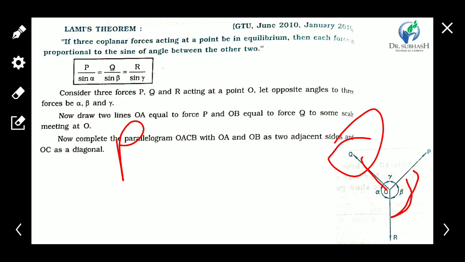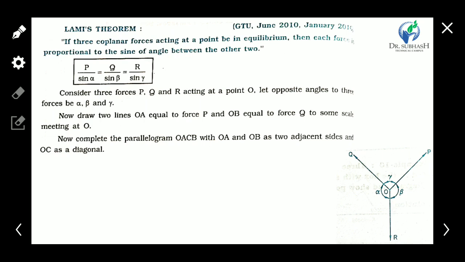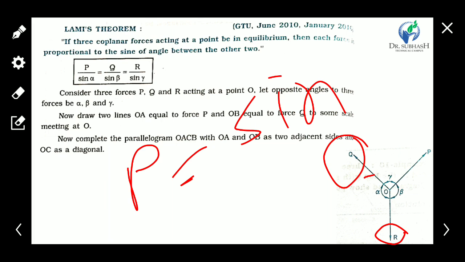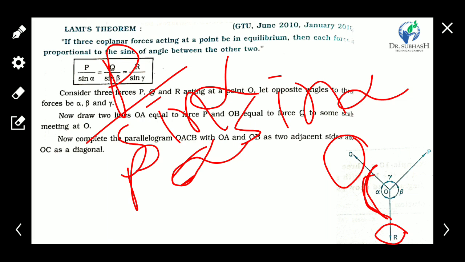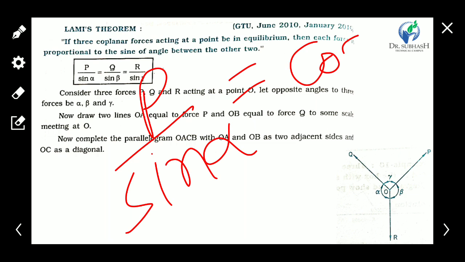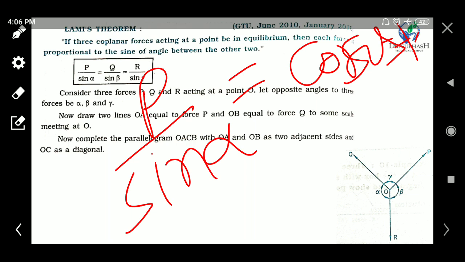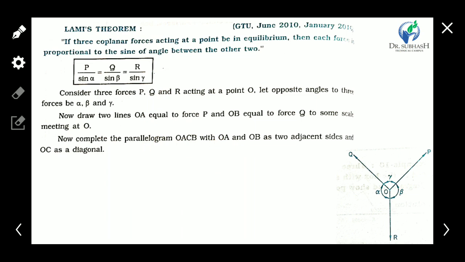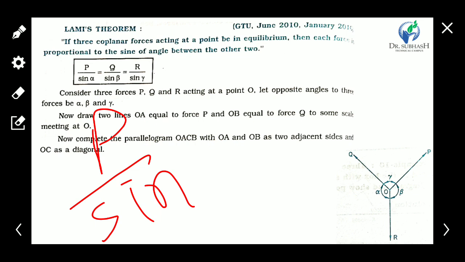So P is proportional to the sine of the angle between the other two forces Q and R. So P is proportional to sine alpha. So P upon sine alpha is equal to a constant.